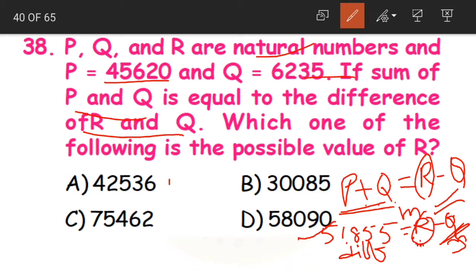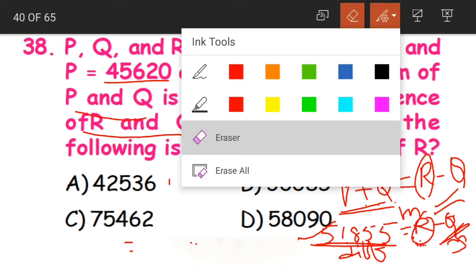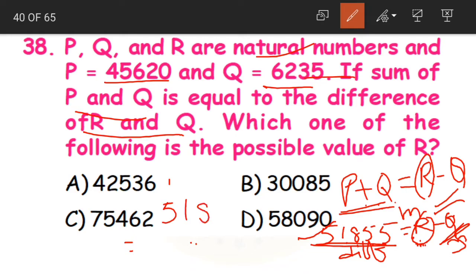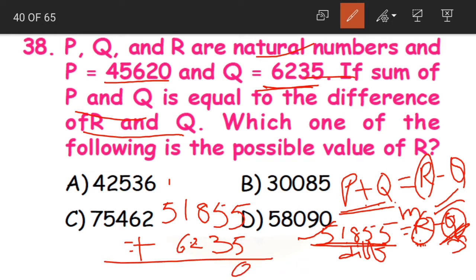Okay children, now how to find out the minuend? Minuend is equal to subtrahend plus difference. Yes, let us add. Difference is 51,855. We write it here, 51,855 plus the subtrahend, that is Q. Q is 6,235. Clear children? Now 5 plus 5, 10, 0 here, 1 carried, 6, 9, 10, again 1 carried, 8 and 5. What is our final answer? 58,090, that is option D.